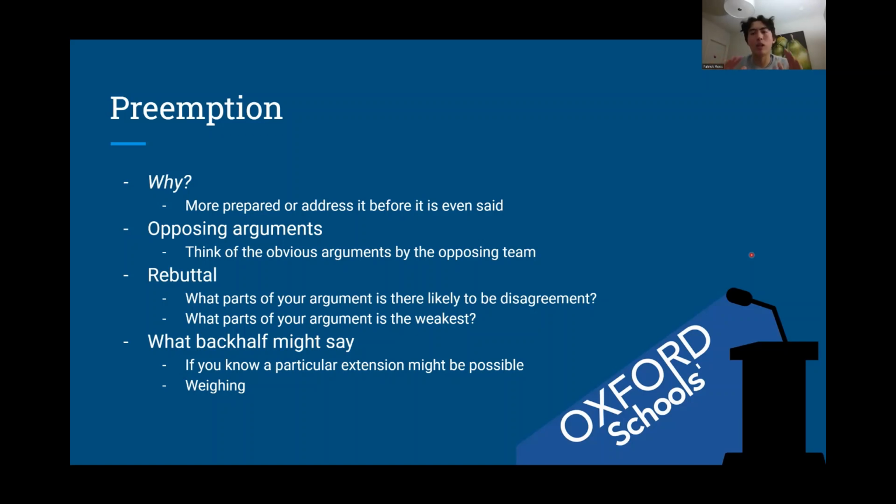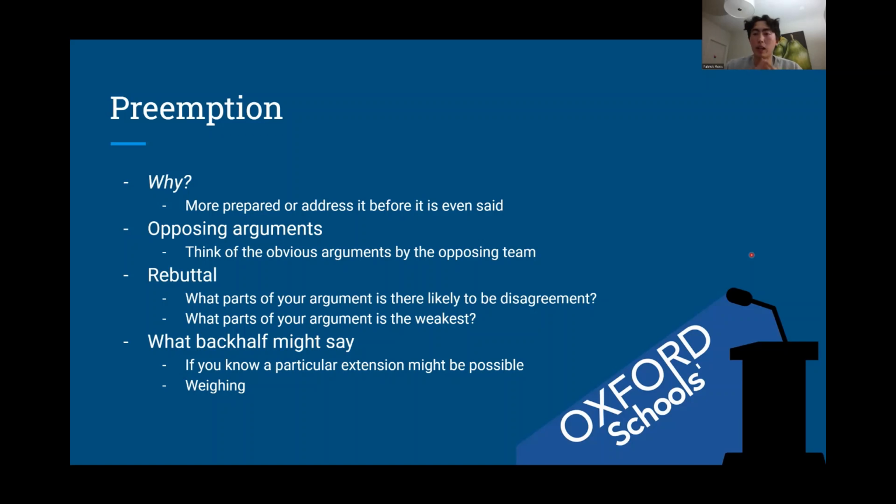Ultimately, preemption is a little bit more advanced. You shouldn't be focusing on it first, but it's just good in general to try to think about what other teams are likely going to say. So if you want to have a little bit of extra prep time, or especially if you're, say, deputy prime minister or deputy leader of opposition or in back half positions, this is probably what you're going to be spending more time on. And then next are, so three things that you're probably going to be doing.